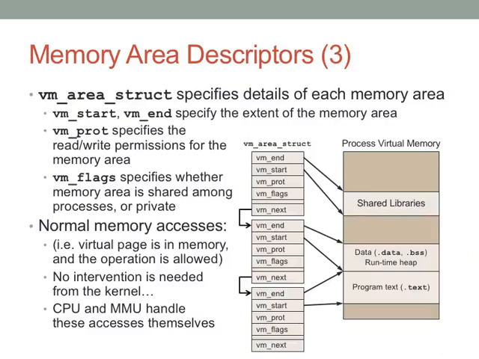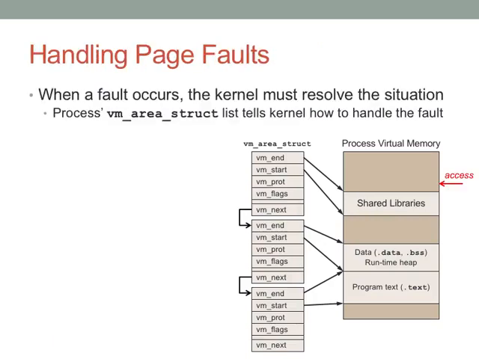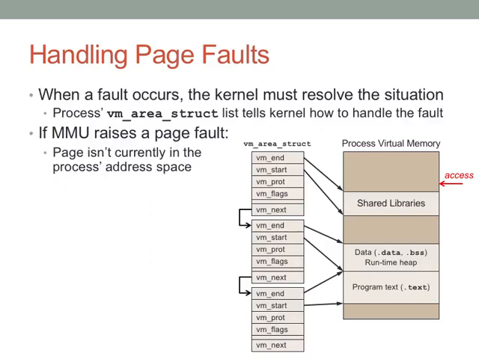Important detail here: for normal memory accesses, the supplemental page table is not touched, because the MMU is able to handle everything by itself. So we like that. It's fast. We don't want to touch our data structures if we don't have to. Now, when you have a fault, the kernel has to decide, is it an okay fault? Is it a bad fault? If it's an okay fault, how do I resolve it? All of those kinds of questions. And so this is where the VM area structs become essential.